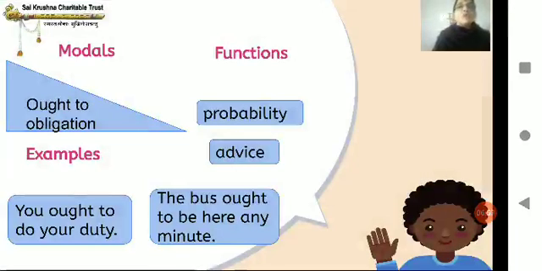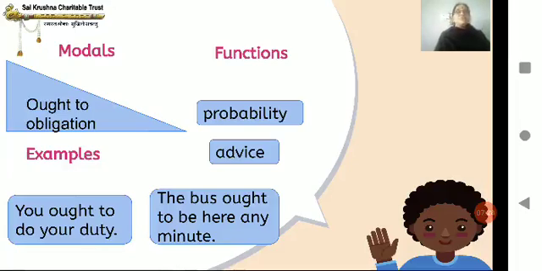Next is ought to. It is an obligation. Obligation means you take some offer, help from somebody. Suppose you have taken 500 rupees from your friend. You are obliged to return that 500 rupees to him, isn't it? Obliged means that is something on you. You have to return it to him. So it's an obligation.